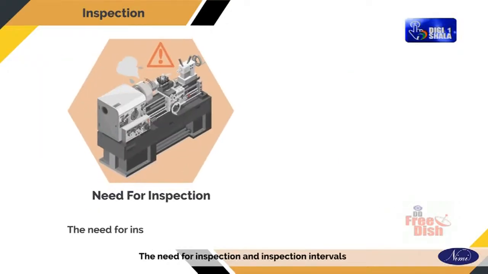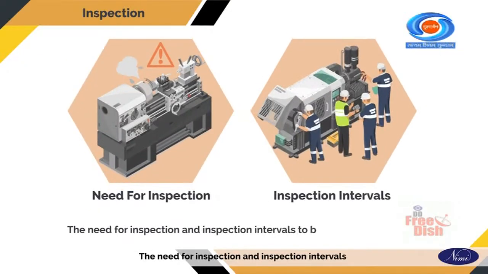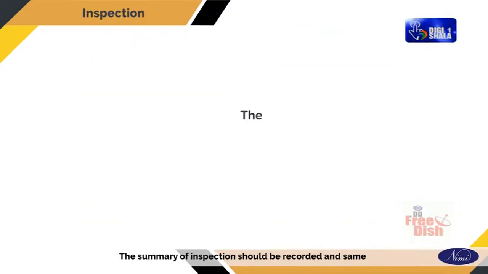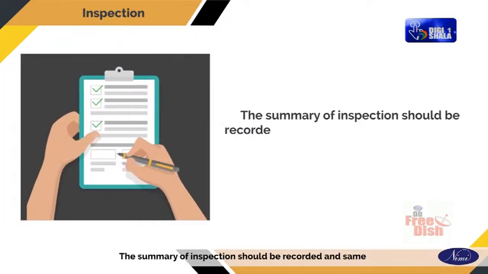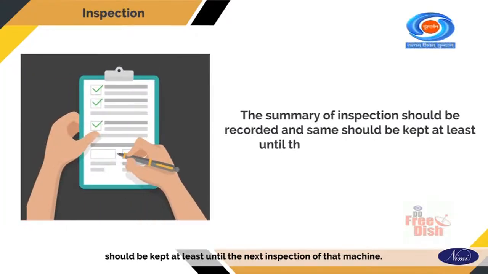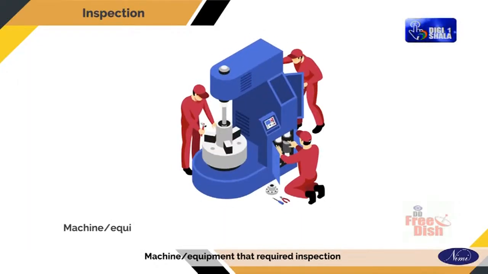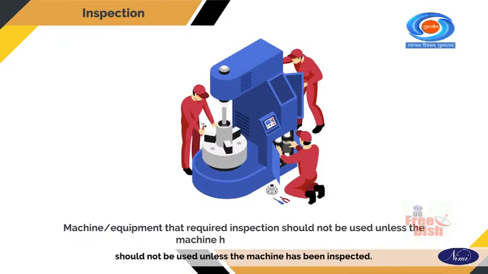The need for inspection and inspection intervals are to be determined through risk assessment. The summary of inspection should be recorded and same should be kept at least until the next inspection of that machine. Machine or equipment that requires inspection should not be used unless the machine has been inspected.